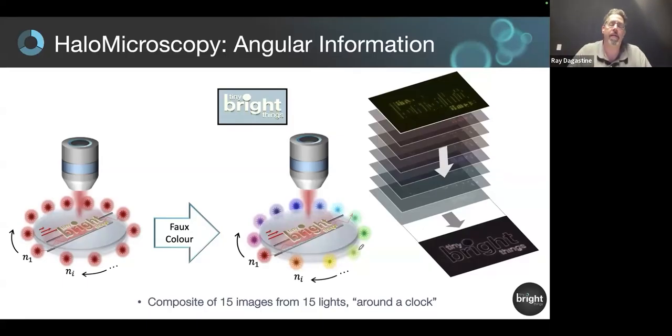But it does mean when we take our 15 images, we give each image in the sequence a different color. And then the final halo image is we composite all of those 15 images, we stack them together, and that's actually where that kind of rainbow color scheme comes from. Technically, it's not rainbow, it's a basic color scheme called phase. And you can even download it in a MATLAB library if you want. So these composite images, we stack them together and we get a composite image of those 15 images, and that's what we call a halo image.